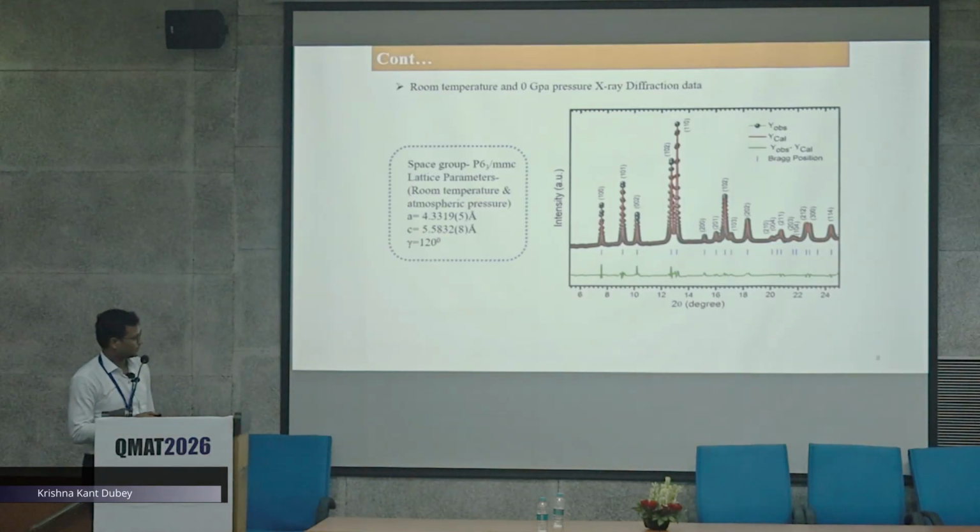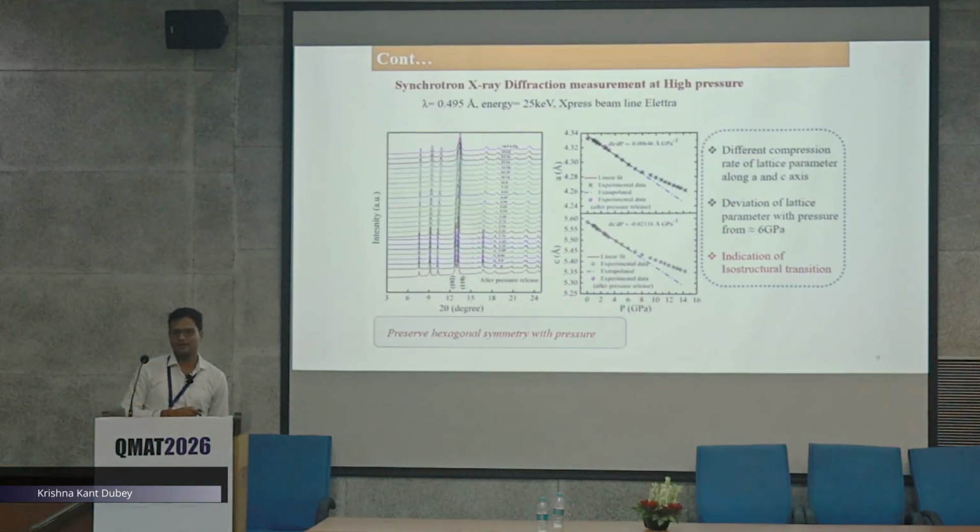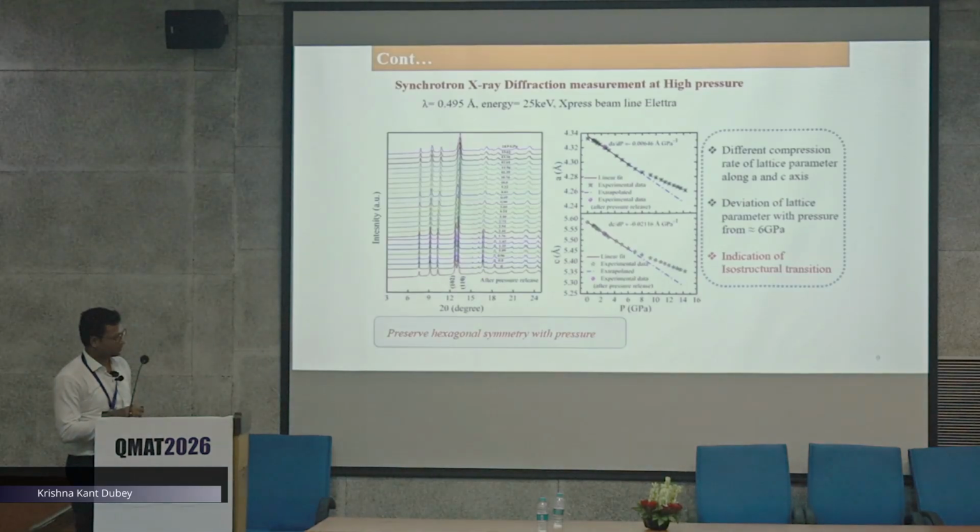This is the room temperature and 0 GPa pressure data of the PTM-NGS system, and the fitting shows that it has a hexagonal structure with space group P63/mmc with these lattice parameters. Further, we studied the pressure dependent XRD data at room temperature at the Elettra beamline. Here we can see that as we increase the pressure from 0 to 14.5 GPa, there is neither generation of a new peak nor splitting of a peak, which suggests that the structure remains hexagonal throughout the pressure till 14.5 GPa.